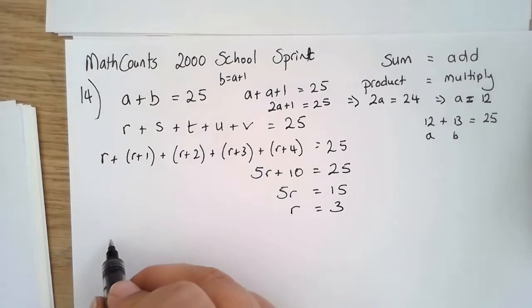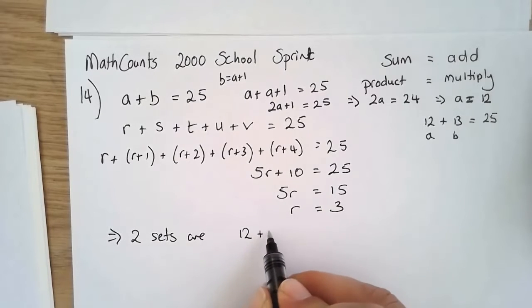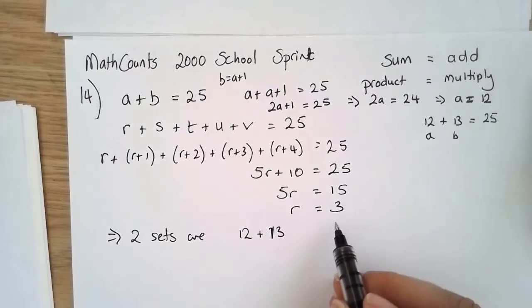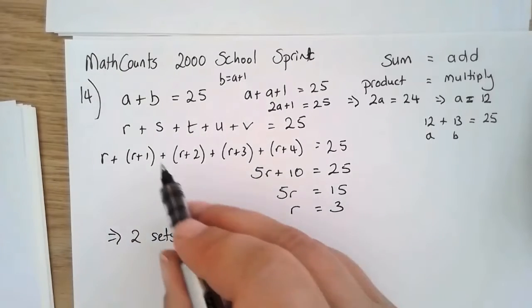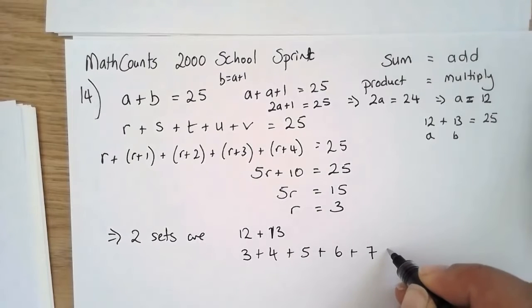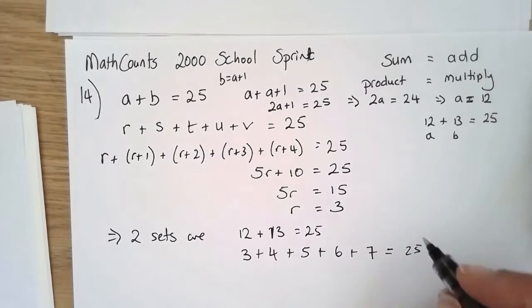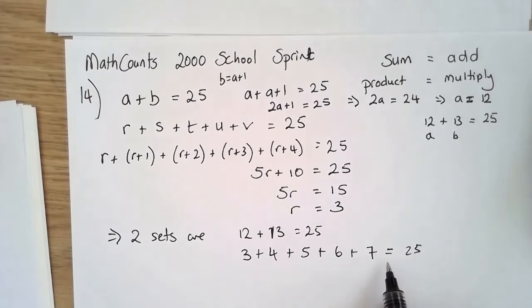So the 2 sets are 12 plus 13, and if R is 3, S will be 3 plus 1, and so on. It's a good idea to check that they do indeed add up to 25, which in this case they do. Then it wants the product of all of those numbers that are summed. These 2 numbers add together to make 25, and these 5 numbers add together to make 25.